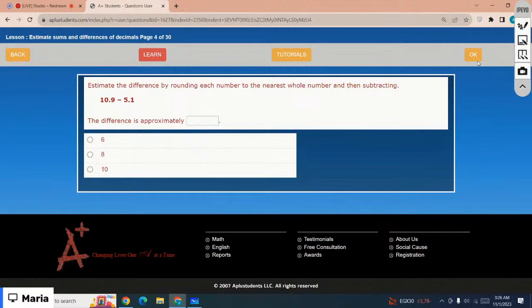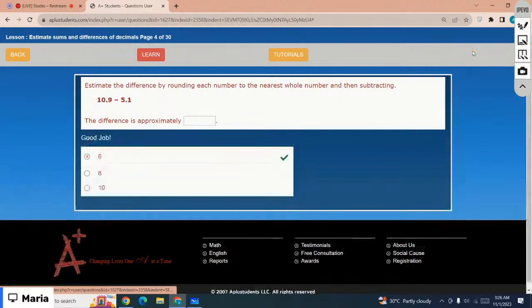Estimate the difference by rounding each number to the nearest whole number and then subtract. So 10.9 minus 5.1, which is the correct option? The correct option is 10.9 is rounded off to 11, right? So it would be 11 minus 5. So 11 minus 5 is, yes, it is 6. Very good.